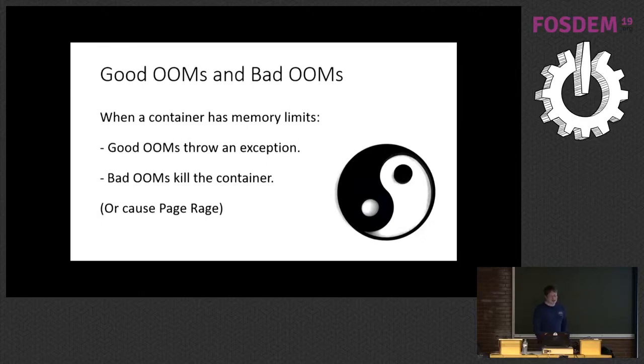Good out of memories and bad out of memories. We've mentioned that when you run out of memory in a container, the out of memory killer from Docker will kill the container and take down your entire environment. Now that's not necessarily something your Java process can handle. However, if your Java process has the heap set up properly in advance, then it can throw an out of memory exception that doesn't kill the container, which is less destructive.